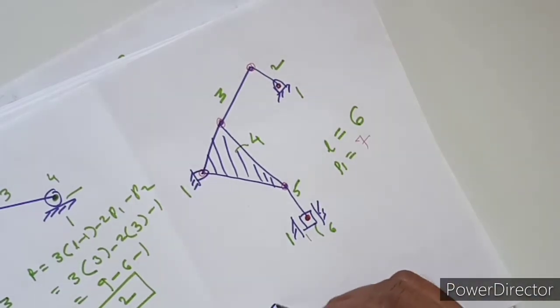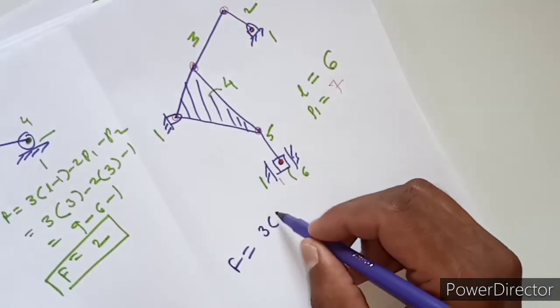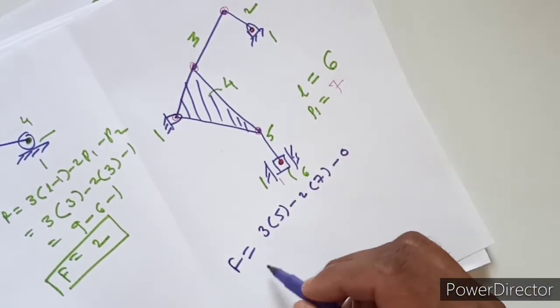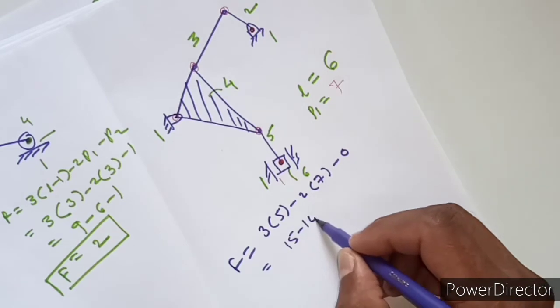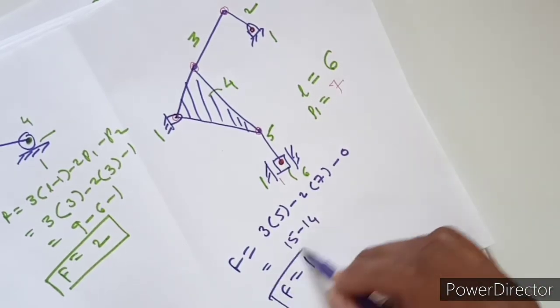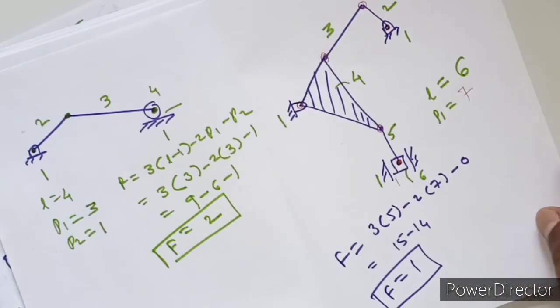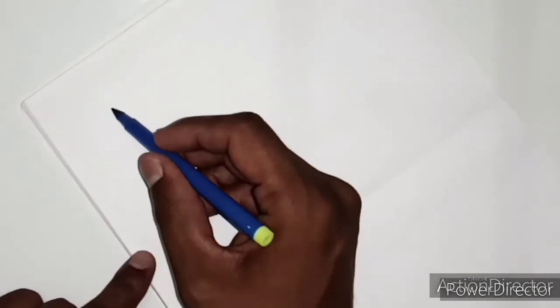Now let us do the calculation. F equals 3(L minus 1) minus 2P1 minus P2, which is 0. So 15 minus 14, we get degree of freedom as 1. So in this way you can apply Grubler's criteria to find out degrees of freedom of planar mechanisms. Now let us have a look at degrees of freedom of different kinematic pairs.